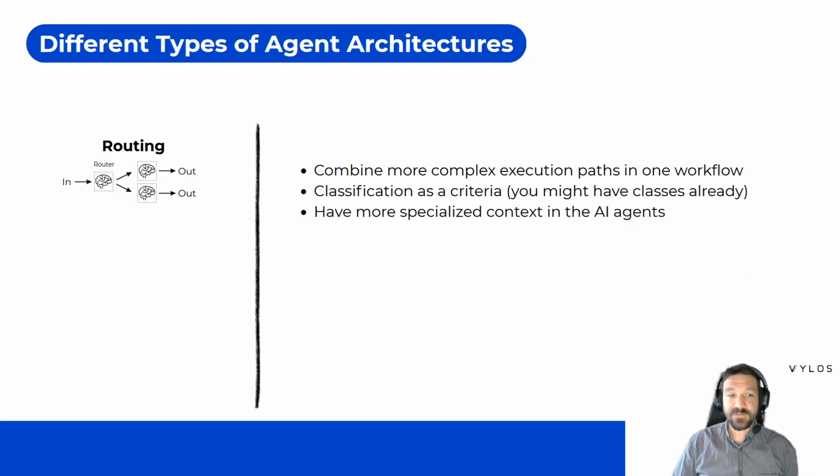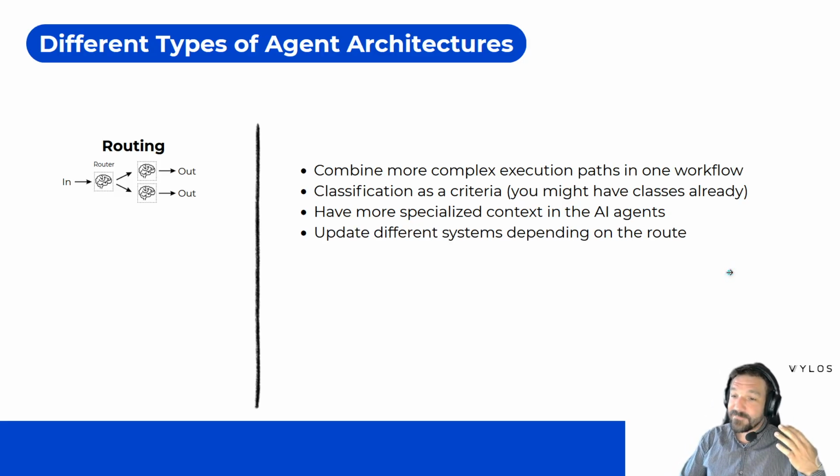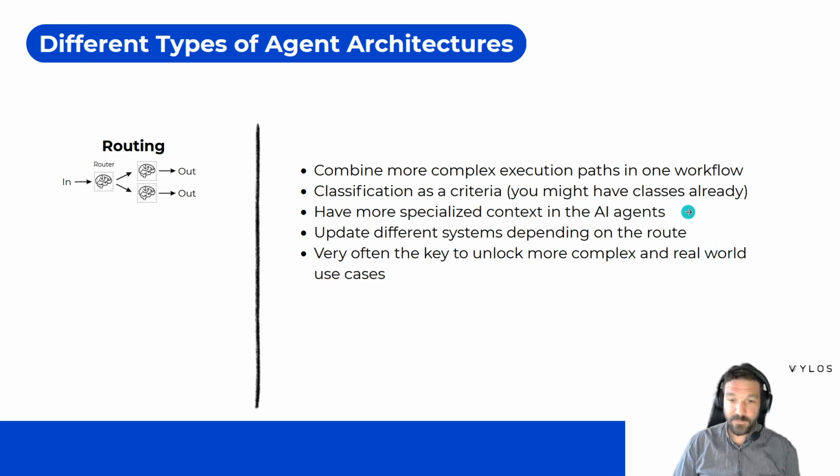You have the same benefits as in prompt chaining, that you can have more specialized contexts in the AI agents. So every sub agent, every sub workflow can have its own knowledge base, its own context, its own system prompts. Yeah, and they even can have their own systems that they update. So the one is HubSpot, the other one is your ERP system, and the third one is a logistics API. You can have all of this in one big workflow. And this is very often the key to unlock more complex and real world use cases for an AI automation.